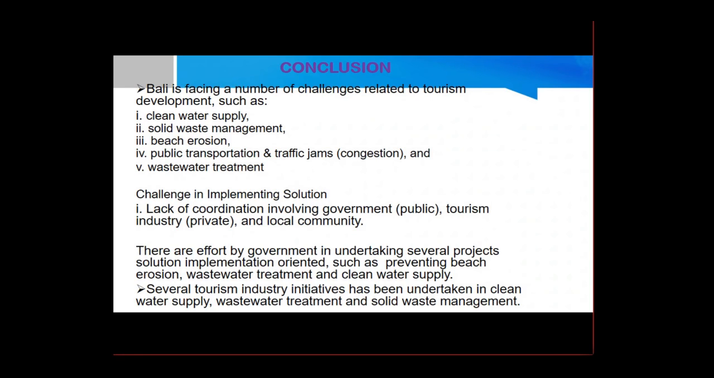Okay, thank you, Prof. Wayan. Any question from the floor or audience? Yes, please, Dr. Silvana. We got more response from Udayana. He is from the Subak Research Center, and is the dean of the Faculty of Agriculture.